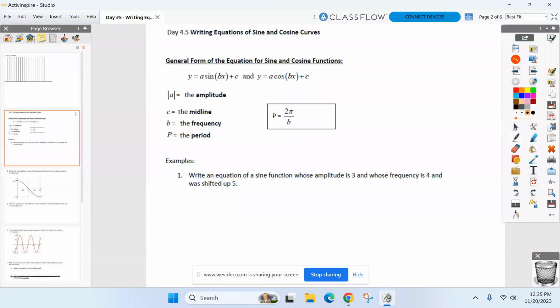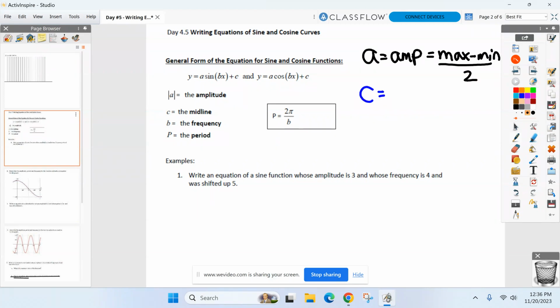Before you write the equation of any sine or cosine curve, you need three values. You need the A value, which is sometimes called the amplitude, which you have a formula for, which is just fresh off a quiz on Friday. So you need an A value.